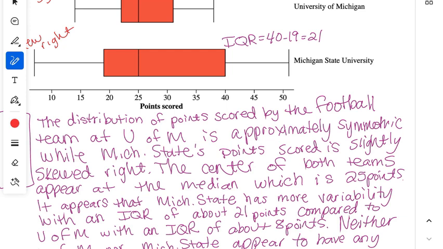So that's your center. It appears that Michigan State has more variability with an IQR of about 21 points, compared to U of M with an IQR of about 8 points. So you can say what the IQR is, but also include, well, what does that mean? The bigger the IQR, the bigger the variability, the bigger the spread. So if you use the word spread, that's fine too. They're more spread out compared to the other one. And then the last sentence says, neither U of M nor Michigan State appear to have any outliers.